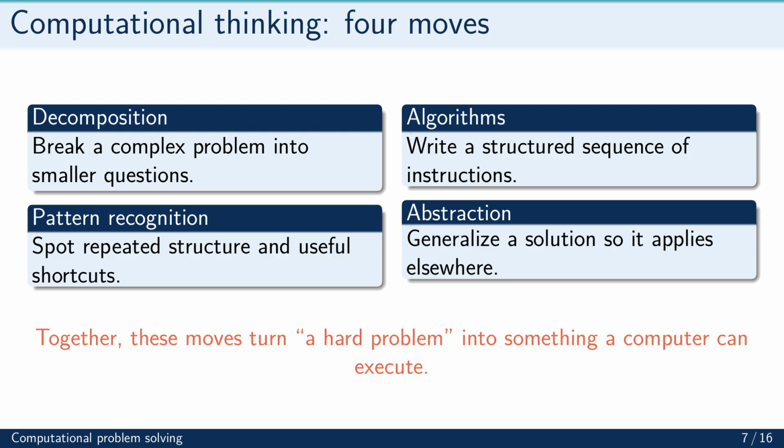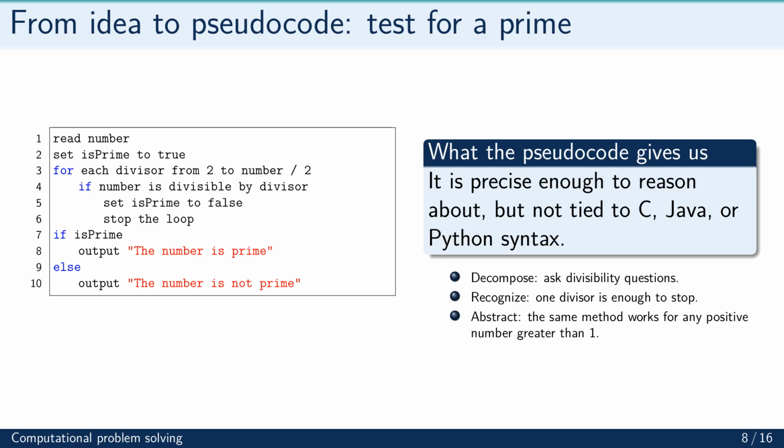These moves are not limited to professional programmers. We use them when planning a trip, organizing information, or troubleshooting a device. In programming, however, they become especially important because a computer needs the problem stated with enough precision to execute it. Together, the 4 moves help us transform a vague challenge into a process that can be represented with data, instructions, and decisions.